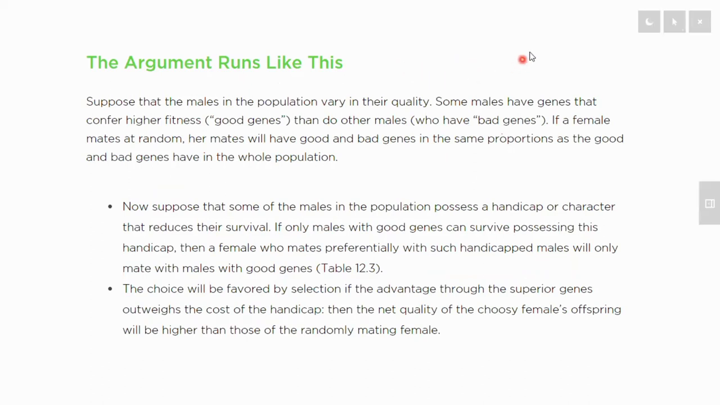Suppose that the males in a population vary in their quality; some males have genes, okay, let me use some pen for you. Let's consider individuals inside the population, and these individuals have certain phenotypes which give them higher fitness than the others. So we have a population with four individuals, using different shapes rather than colors. Two of them have good genes and two of them have bad genes.